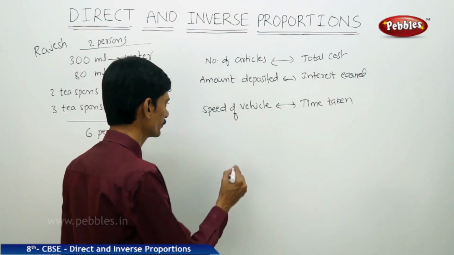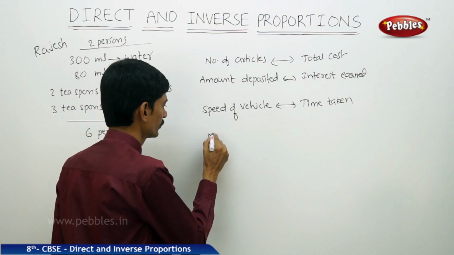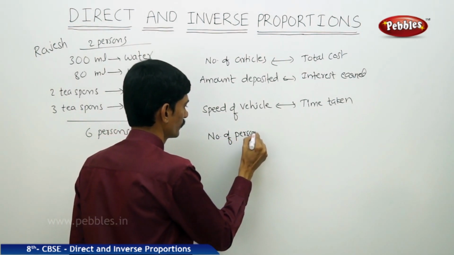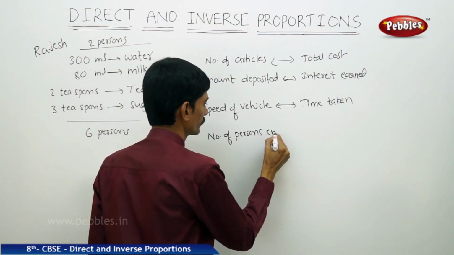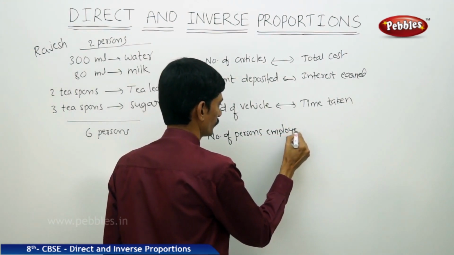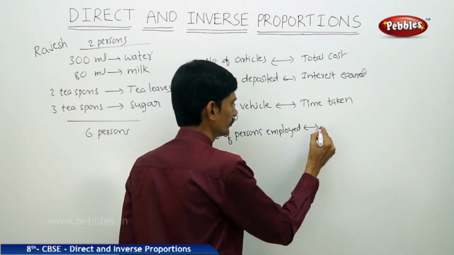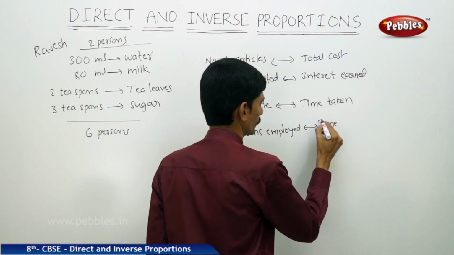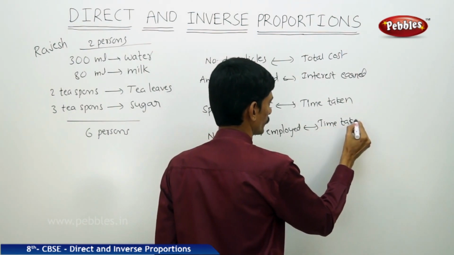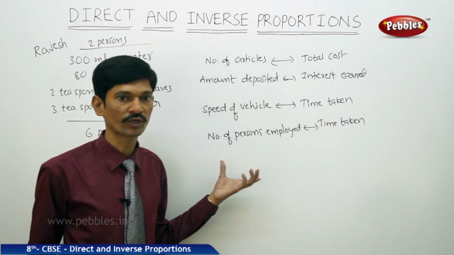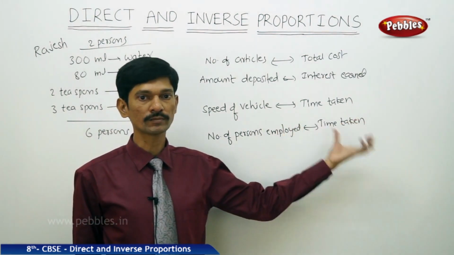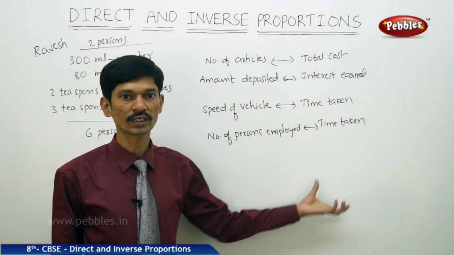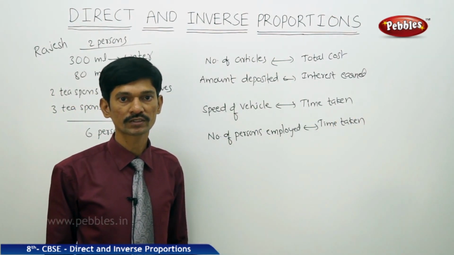And let us take another example. Number of persons employed and time taken to complete a job. If more persons are employed, then it will take less time to complete a job. Or if fewer persons are employed, then it will take more time to complete a certain job.